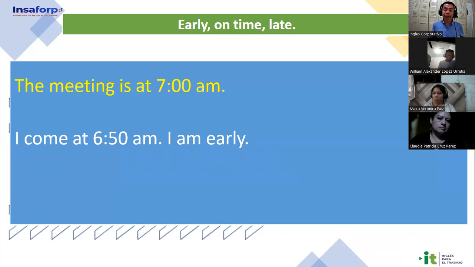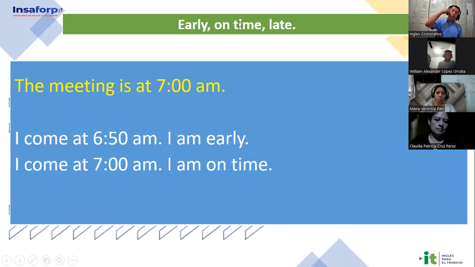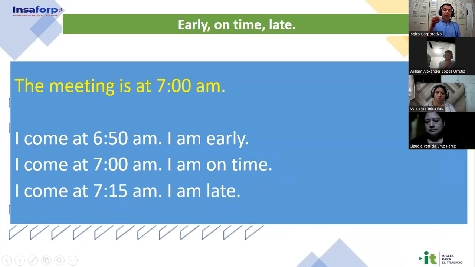Good. Si la reunión es a las 7, right? I come at 6:50. Teacher, I am early. Early, right? I come at 7 or 6:59. I am on time. On time, right? But if I come at 7:15, I am late. So early, on time, and late. Early, on time, or late, right?